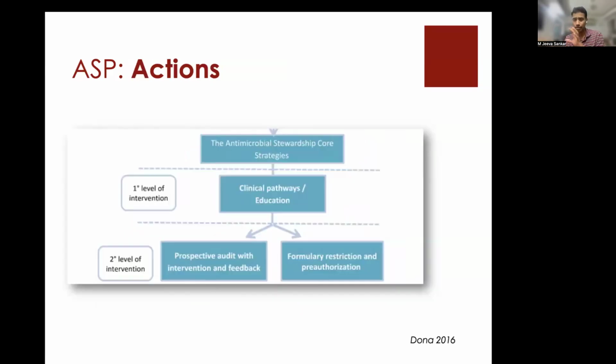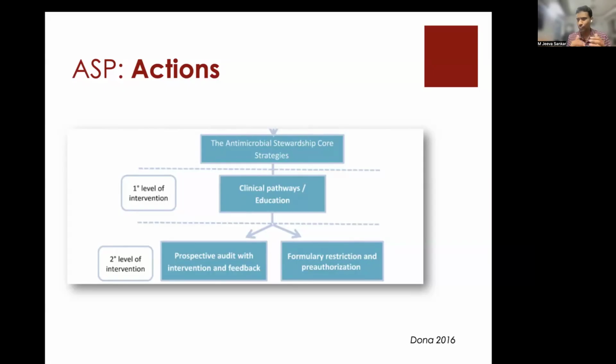Broadly, stewardship actions or components are at two levels. One is clinical pathways or education. So educating the treating neonatology faculty and the residents. Basically, you need to sensitize them to the stewardship program and to use antibiotics not in an indiscriminate way.